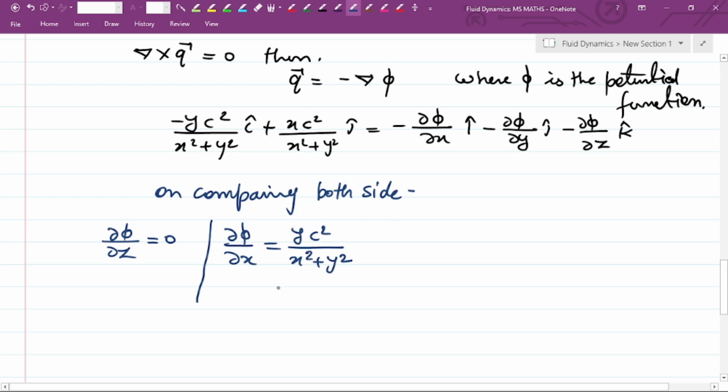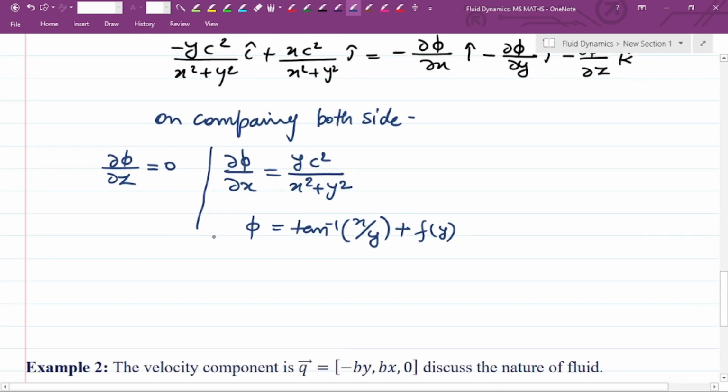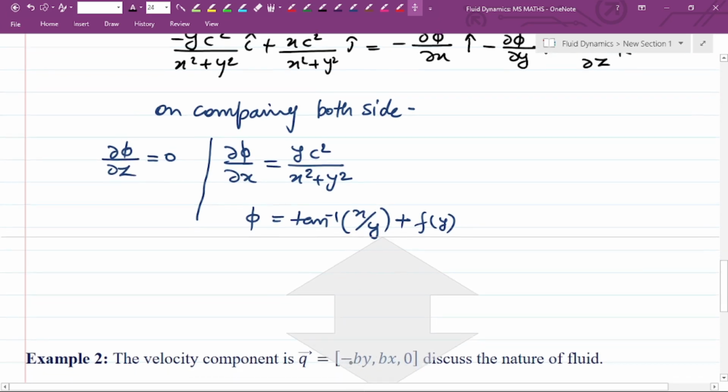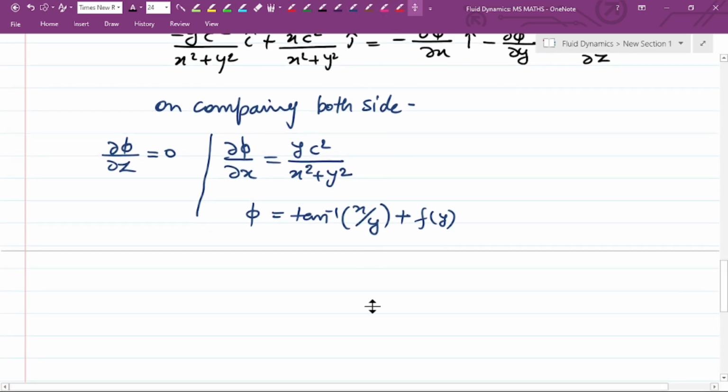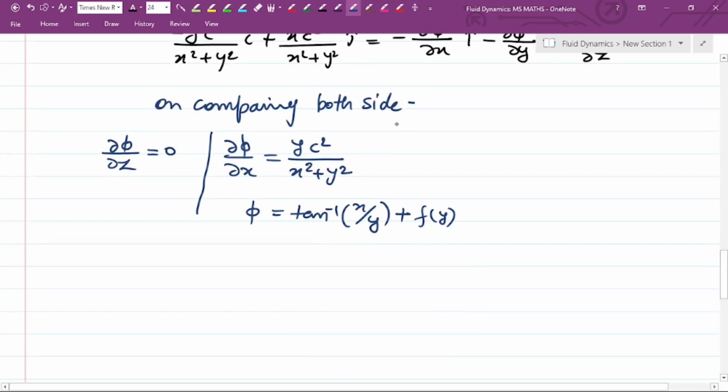This is a partial differential equation, and we can solve it: phi is nothing but tan inverse x by y, plus a function of y. Because the partial derivative with respect to x of a function of y will also be 0, instead of a constant we consider here a function of y.